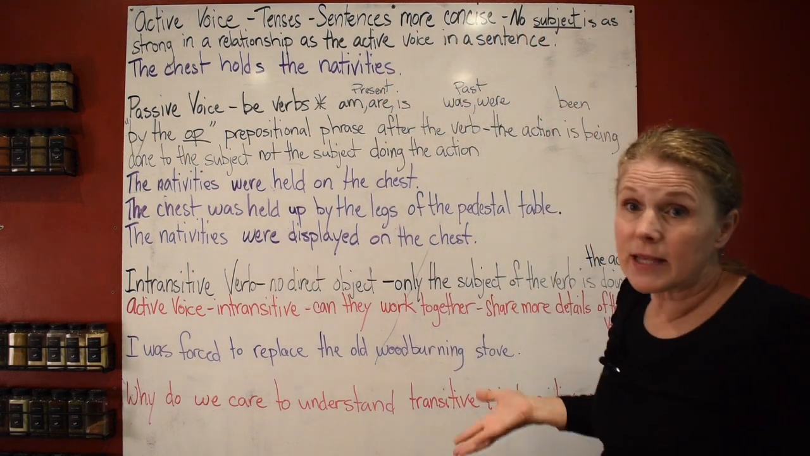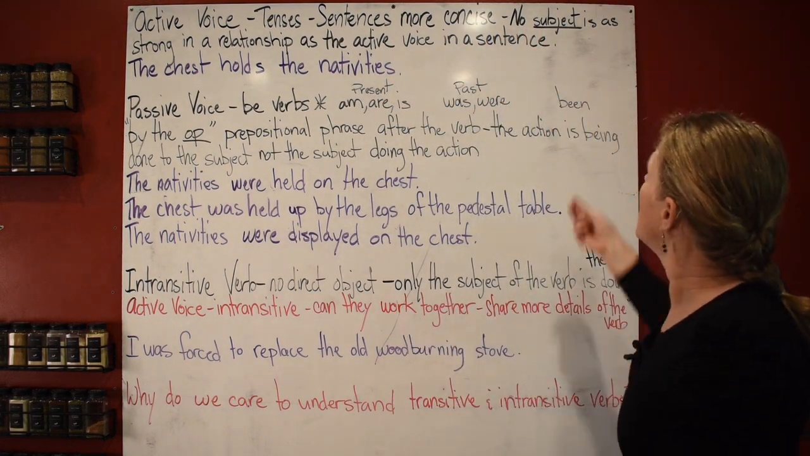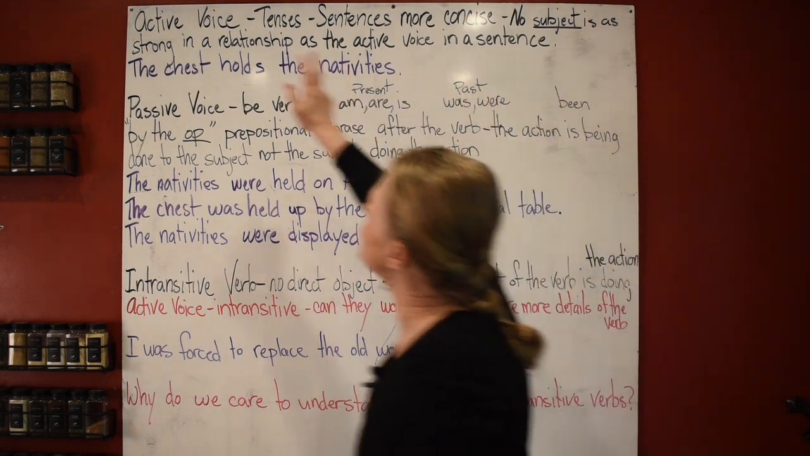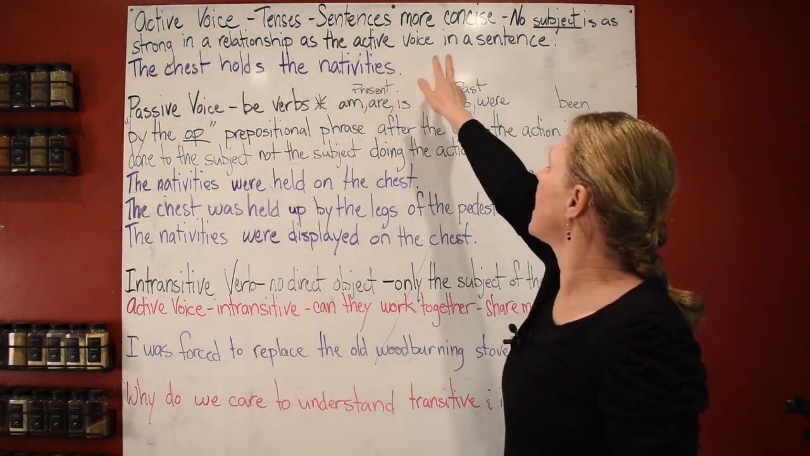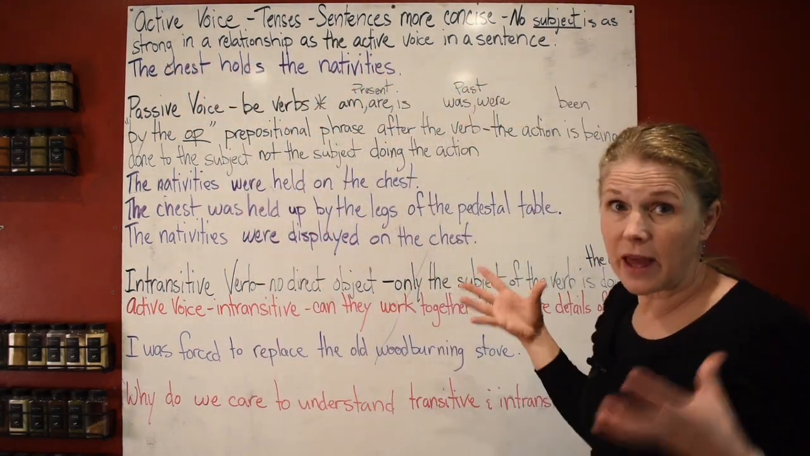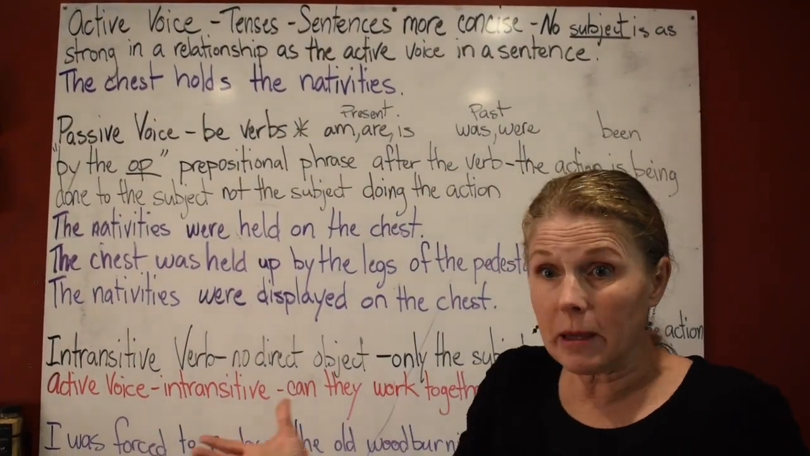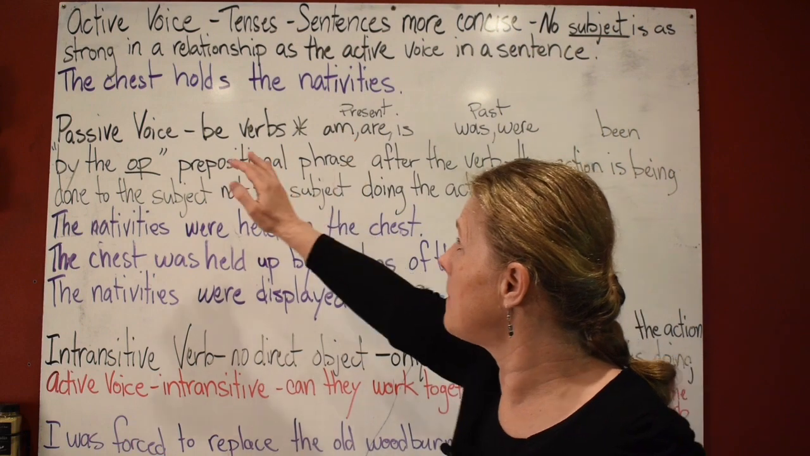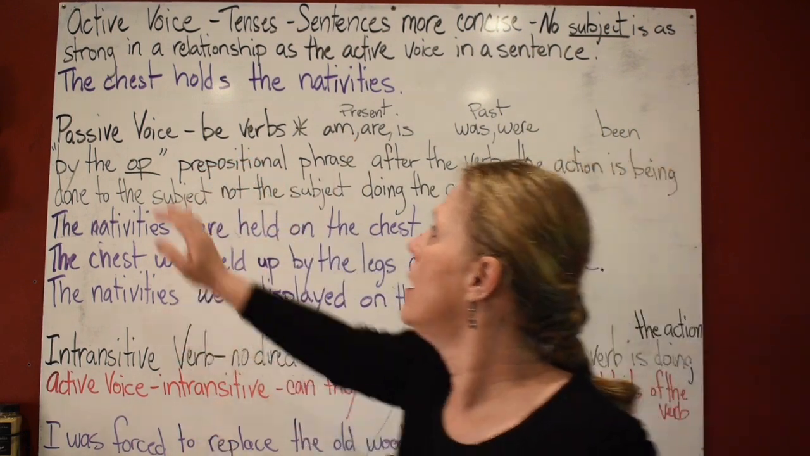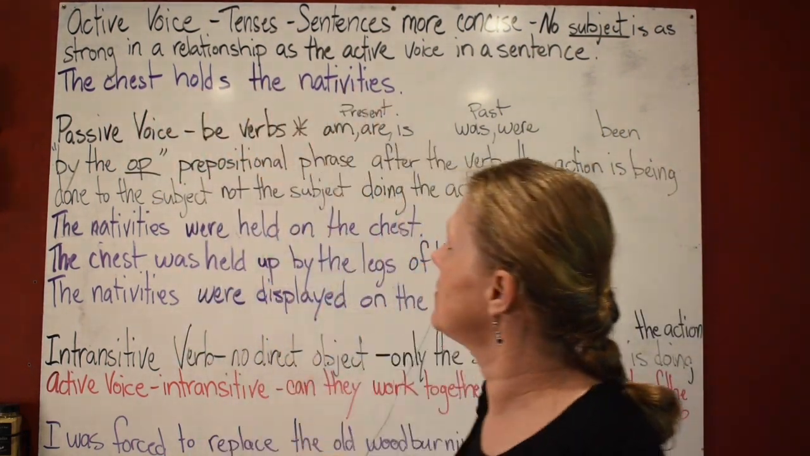Sentences are more concise in active voice. No subject is as strong in a relationship as the active voice in a sentence. They are the strongest sentences to write in active voice. That's why so many people write in active voice and not passive voice. So here's an example. The chest holds the nativities.